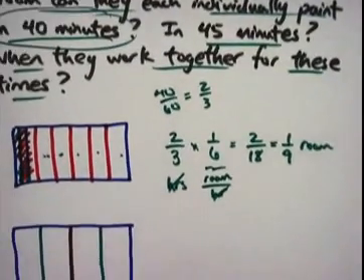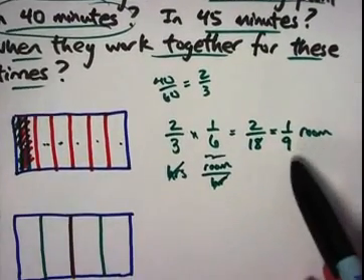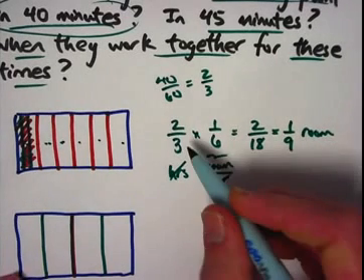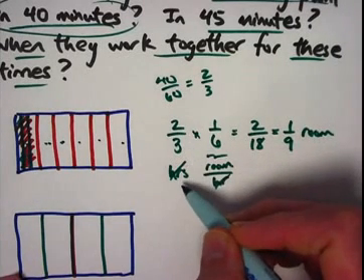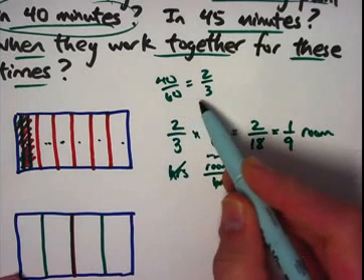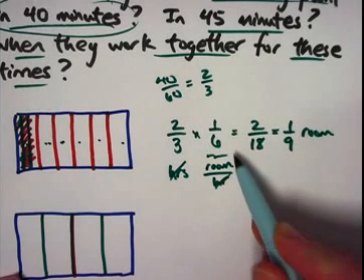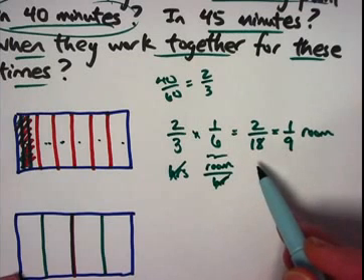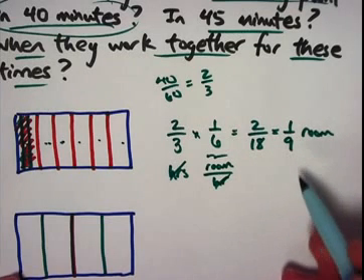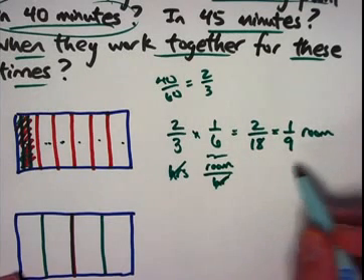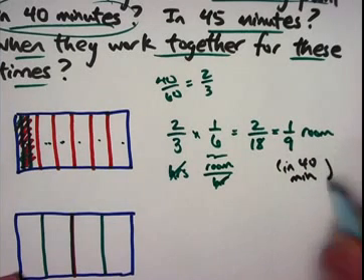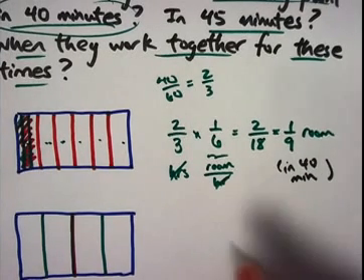In the last video, we saw that Greg can paint 1/9 of the room in 40 minutes. Because we took 2/3 of an hour, that's the same as 40 minutes, since 40 over 60 is the same as 2/3. He can paint 1/6 of the room per hour, so we multiply those two rational numbers to get 1/9 of the room in 40 minutes. How about Marcia?